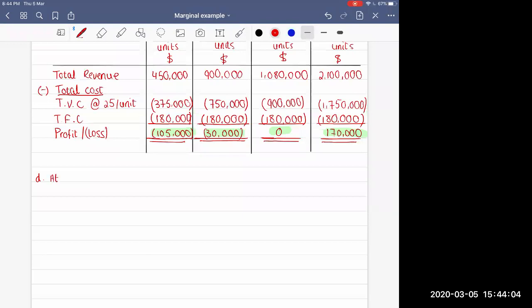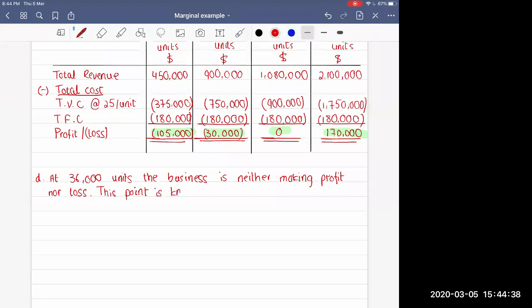So at 36,000 units, the firm or business is neither making profit nor loss. This point is called the break-even point. A point where total revenue equals total cost.